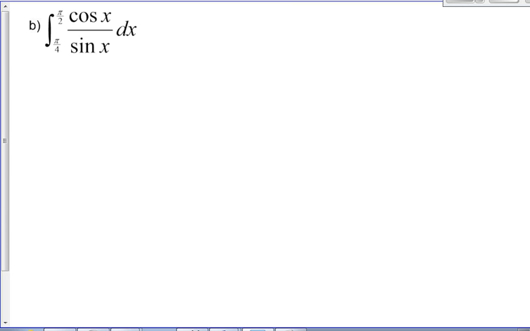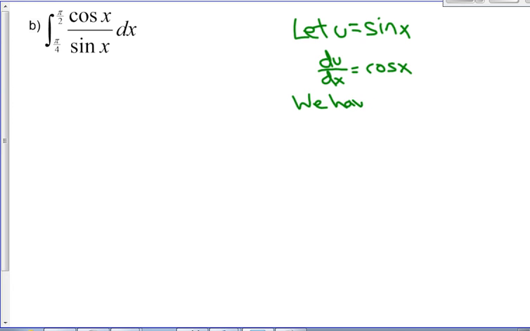Let's try one last one here. We've got the integral from pi over 4 to pi over 2 of cos over sine. Typically, you want your du on the top. So if you have this kind of setup, let u be what's on the bottom, sine x. Du by dx, that's going to be cos x. Okay, this whole thing is going to end up being really, really tricky if we choose the wrong ones. And what do we have? We have 1 du by dx.